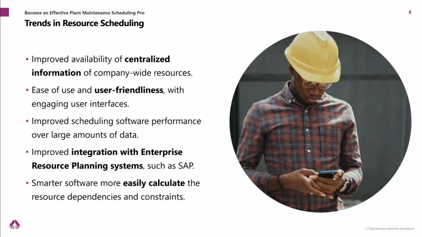The third trend we're seeing here is that the software needs to perform very efficiently over large amounts of data. That's a little bit related to the first point here. The amount of information that's available for a scheduling software solution to analyze is growing exponentially. So the software has to be of a nature where it can deal with that. The fourth one is improved integration with enterprise resource planning systems such as SAP.